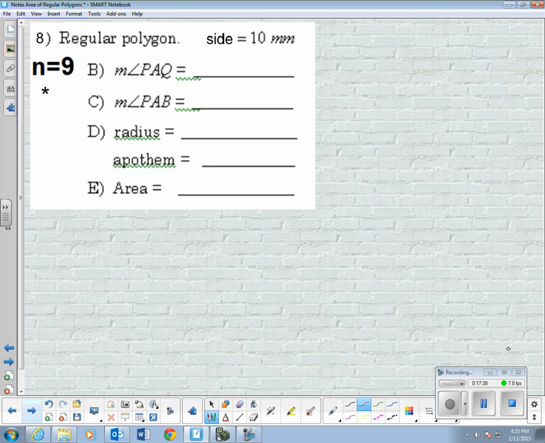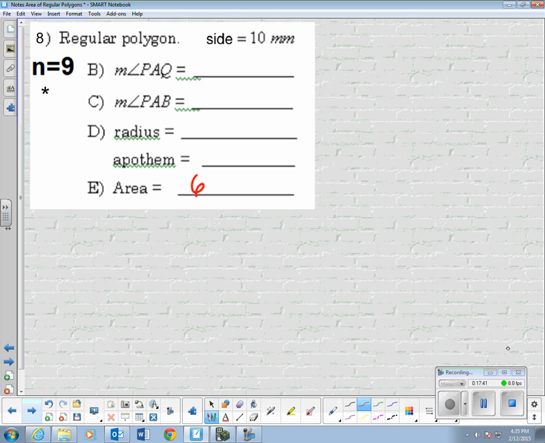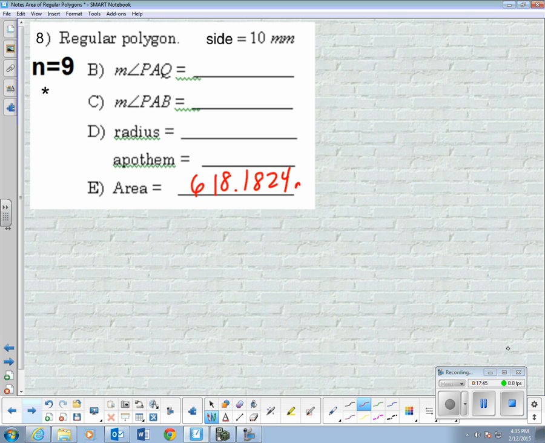All right, so if you turn the video back on now, the answer that you should get here is 618.1824 millimeters squared. And that should be the one where you have the work for. So there's about 3 problems you're going to have to show me the work for when you come into class. Make sure you have those. And that's regular polygons. And we will see you in class on Monday.